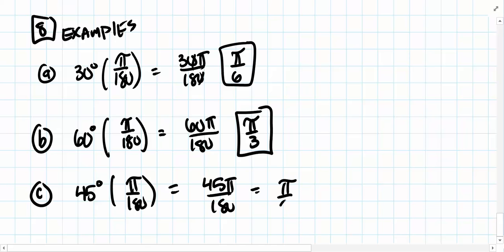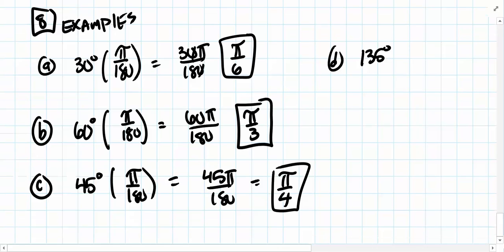Give me this one. Give me D. Give me 135 degrees in radians. Yep, you should have got 3 pi over 4 radians. Awesome. Okay, let's go the other way.